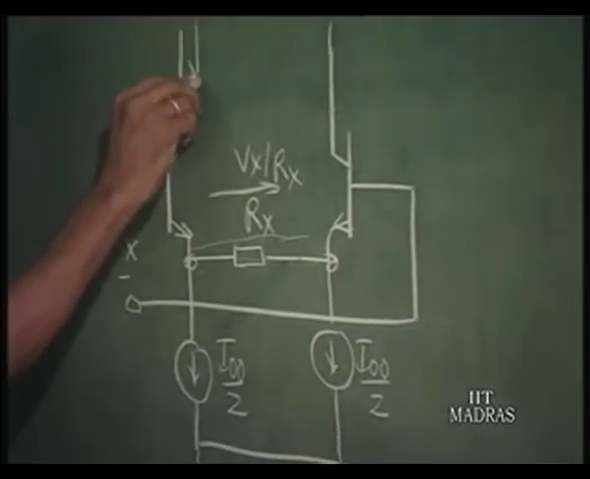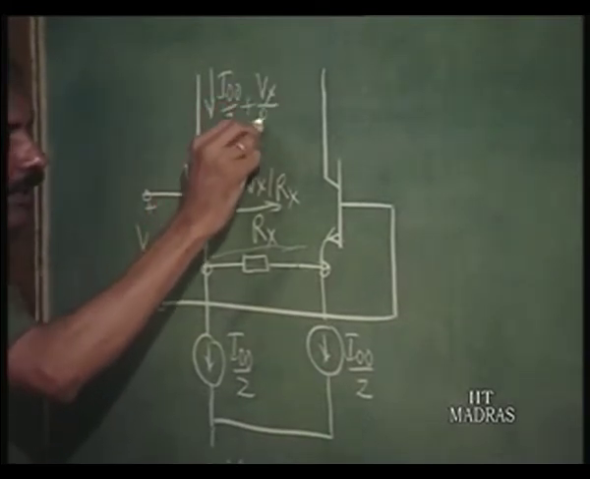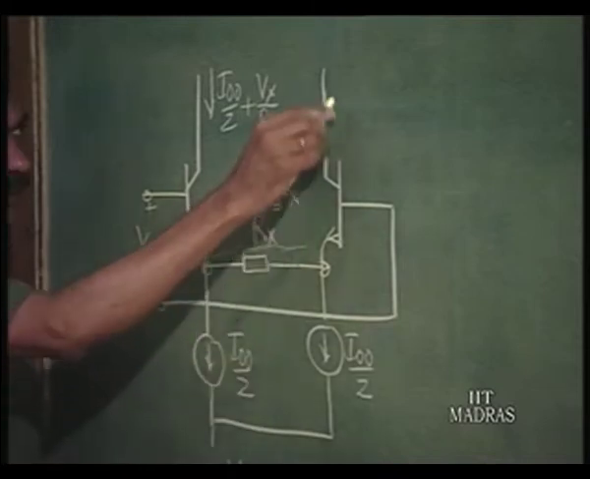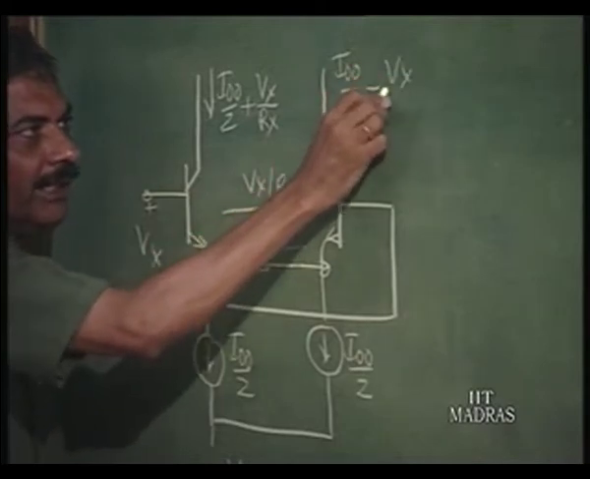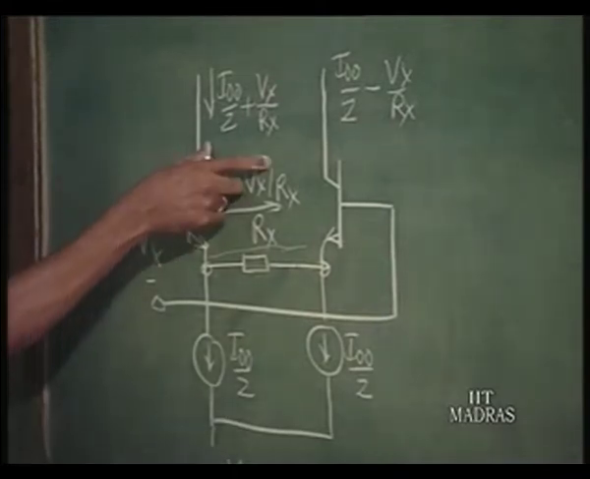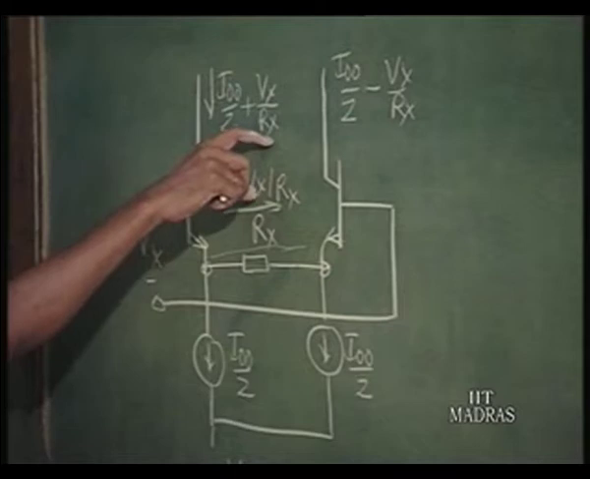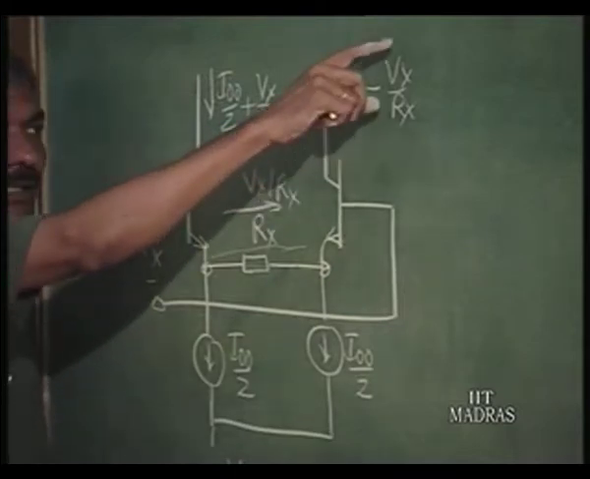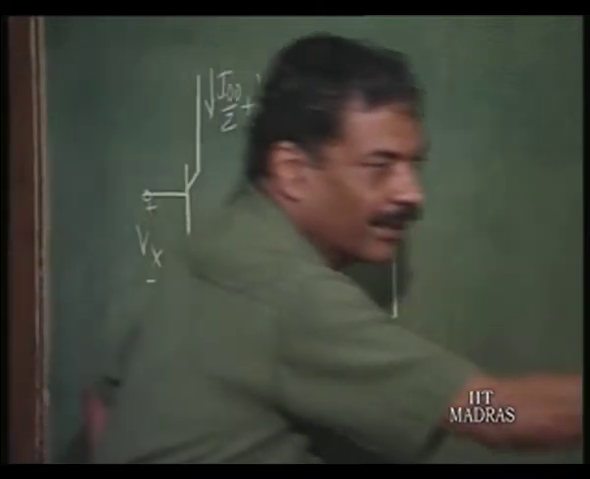So, the total current here is I naught by 2 plus Vx by Rx, and the current in this is I naught by 2 minus Vx by Rx. So, simply we get a linear transconductor here which converts a voltage into what we want: a constant current with signal current equal to Vx by Rx added to it, and another constant current with signal current Vx by Rx deducted from it. That is exactly what we want as the input to the cell here, ID1 and ID2.